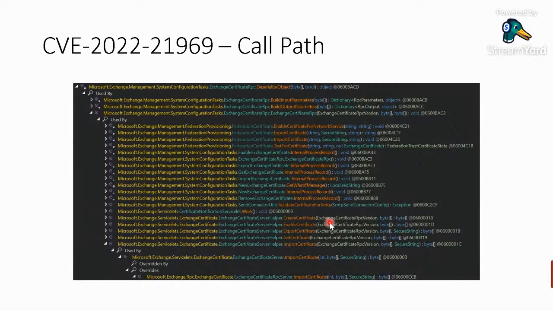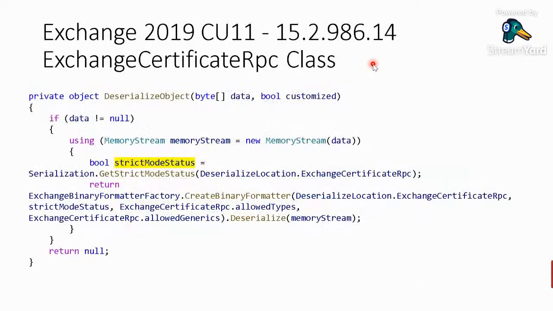So this is the call path. I just thought I'd start off with how you reach the vulnerable function here. It's an RPC call that allows you to import a certificate. But basically, this is where the interesting stuff happens. And this should be quite familiar, right? We're, again, getting some strict mode, using that value to create a binary formatter, and then deserializing. So far it looks pretty similar.